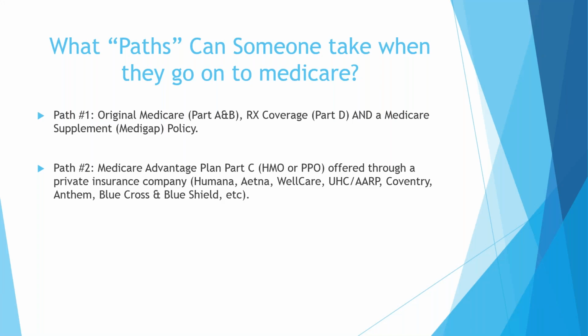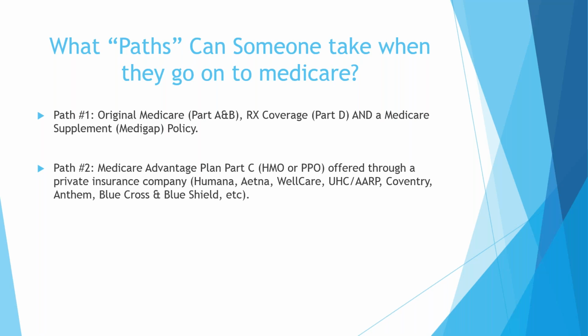So there are typically two paths that someone can take when they're going on to Medicare. And it's a little bit easier if you understand them by paths or passages. But path number one is where they would opt to stay with original Medicare, Medicare A and B. They would pick up a prescription drug plan, which is only for prescriptions, okay, RX coverage only. And then they would also purchase a Medicare Supplement, which is also known as a Medigap policy.